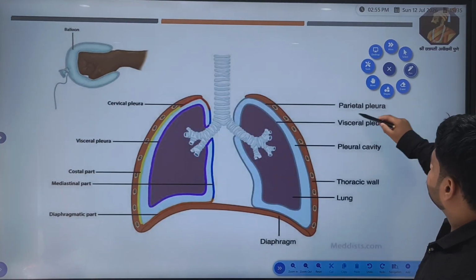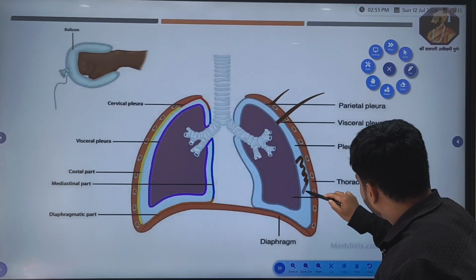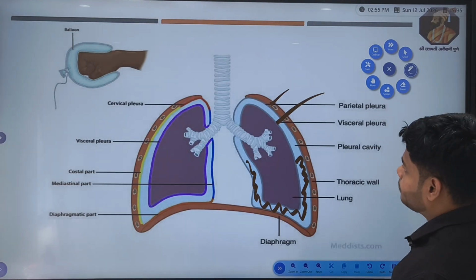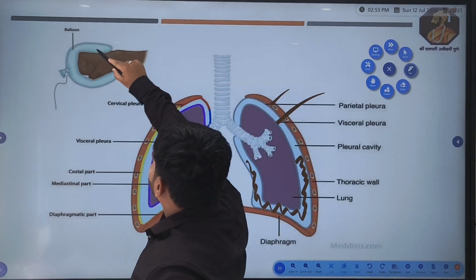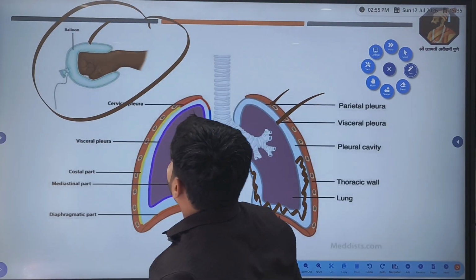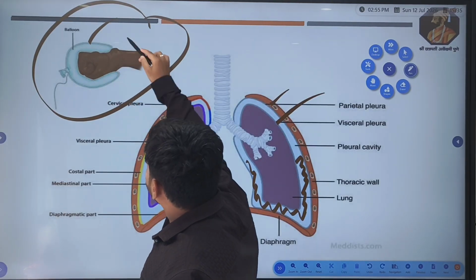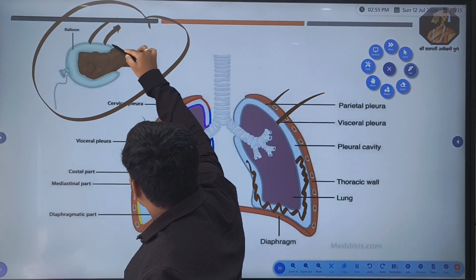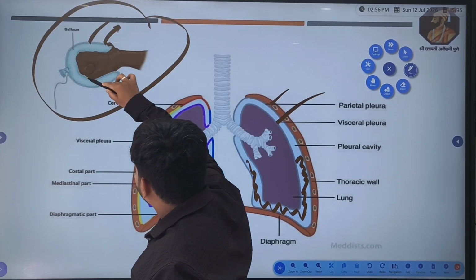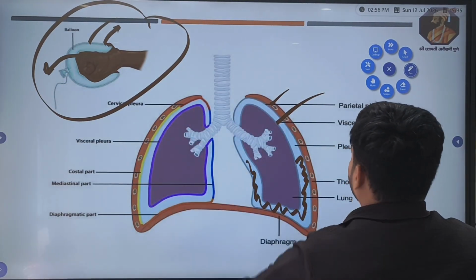See, this is the parietal pleura, this is the visceral pleura, and the space between them is nothing but your pleural cavity. You can understand here, this is a parietal pleura. It is an analogy which compares it with a balloon and the hand. This is your lung, this is your root of the lung, and here it is the parietal pleura, and at the root of the lung it goes backwards again and forms the visceral pleura. See, a very nice analogy I have brought for you.